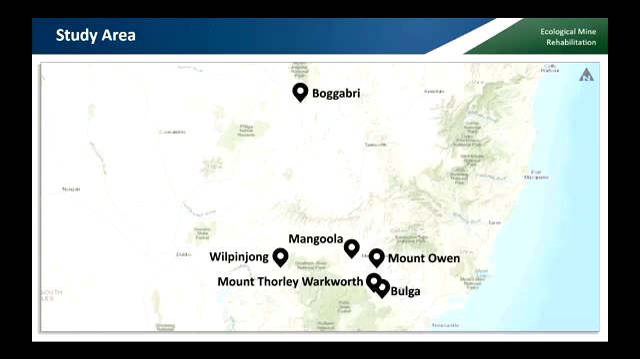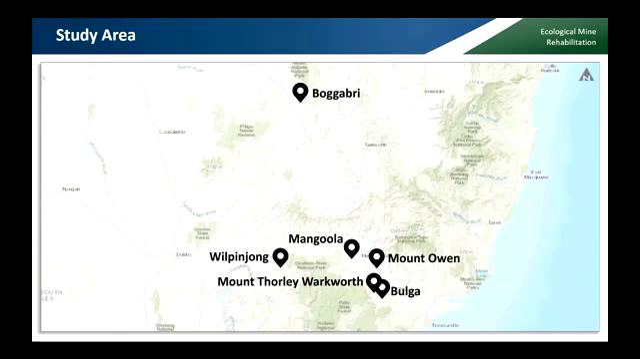Our study area is really these mines that I'm putting up here. So in this image, I'm not quite sure where the pointer is, but down at the bottom right, you might just see there Newcastle, Sydney is south of there. Most of those mines are in the Hunter Valley or west of there.